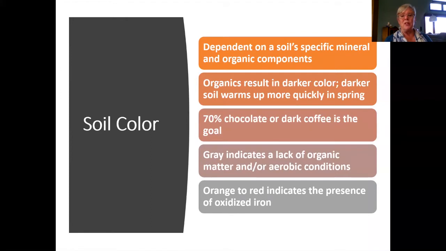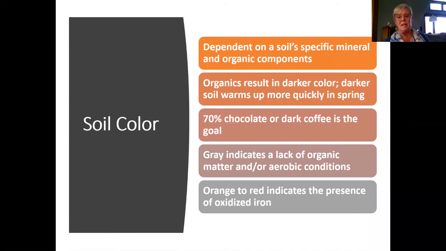So again, soil color is influenced by the original minerals on your property that come from the bedrock. And organics result in those darker colors. As you build up organic matter in your soil, you will see the soil transform from a lighter color and get darker and darker with time. Gray is not a good color to find in your soil, and if you find pockets of it, it's usually an indicator that there are anaerobic conditions.